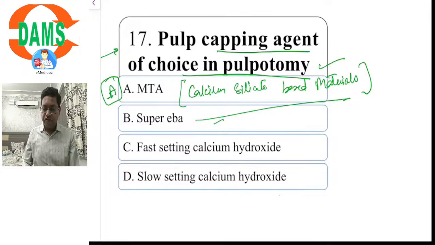Super EBA can be used. Out of these two, fast setting and slow setting, we would prefer fast setting calcium hydroxide as compared to slow setting. But the most desirable ones are the calcium silicate based materials like MTA, Biodentine, BioAggregate, Endosequence, etc.